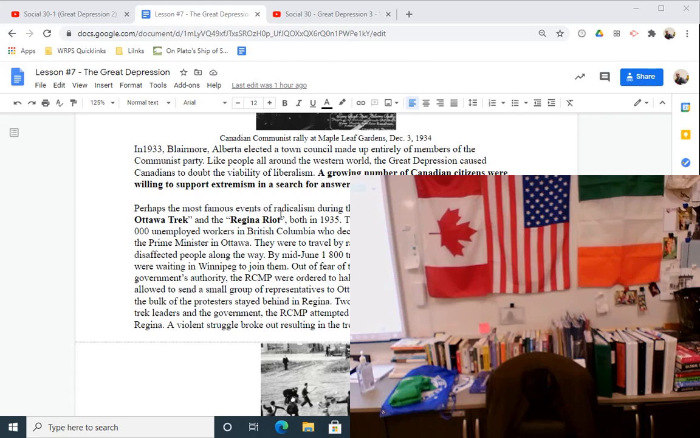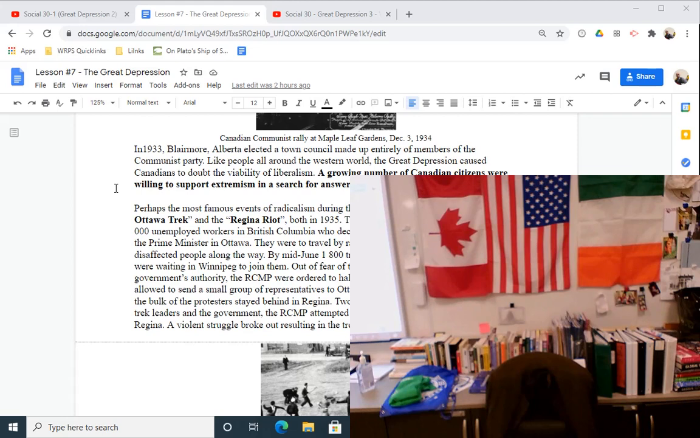So perhaps the most famous of radicalism during the 1930s in Canada, though, was the On to Ottawa Trek and the Regina Riot, both in 1935. The On to Ottawa Trek was started by a group of nearly 1,000 unemployed workers in British Columbia who decided to take their grievances directly to the Prime Minister in Ottawa. How are they going to get to Ottawa? Well, they're going to jump on the train, ride the train on to Ottawa. And as the train would stop in other towns, more and more people would jump on the train.